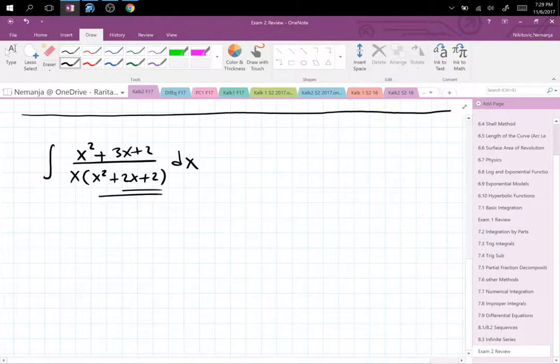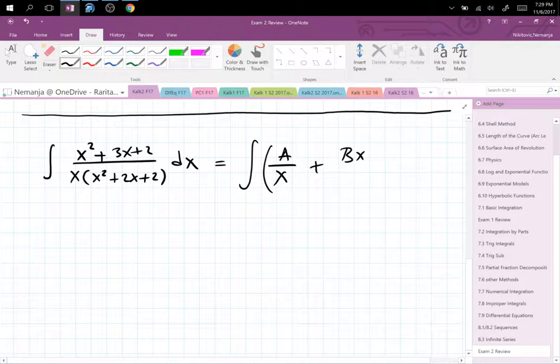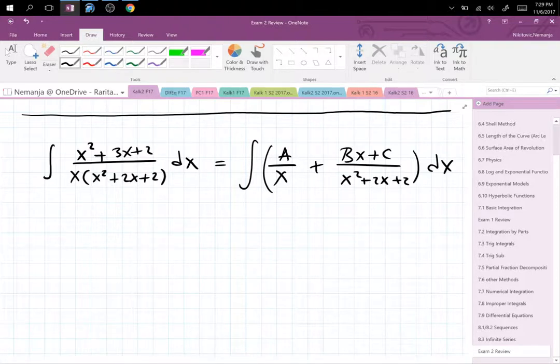We see that we cannot factor this any further, so we are going to set it up as A over x, that's a linear term, plus Bx plus C over x squared plus 2x plus 2 dx. So we make the setup there. It's already factored for us. And we have a linear term, and then we have a non-reducible quadratic.